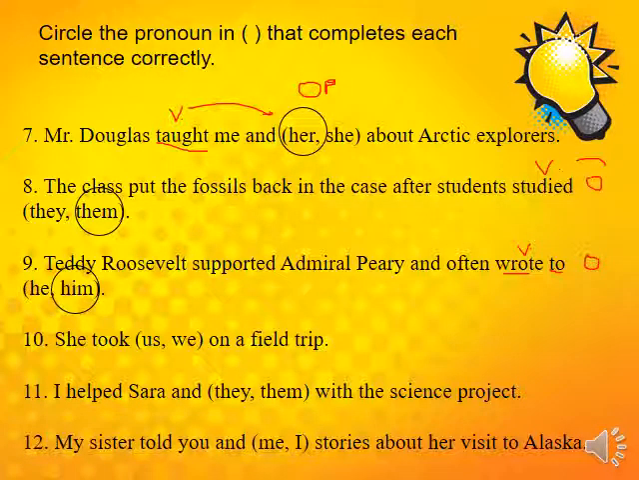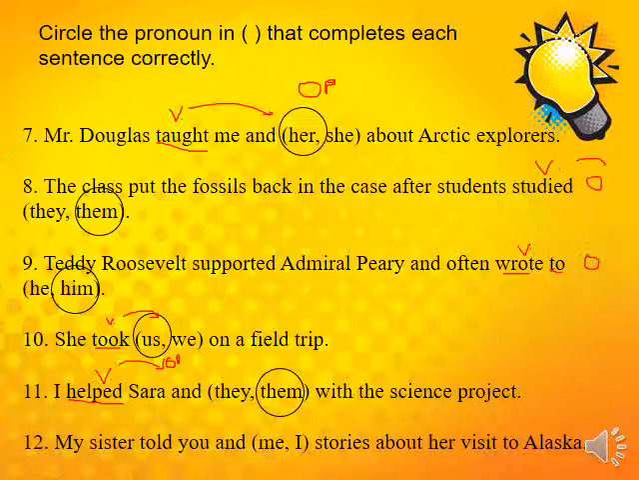Him. She took us or we to a field trip. Where is the verb? Took is the verb. And so we need after the verb an object. Which is the object? Us or we? Us. I helped Sarah and they or them. Where is the verb? Helped. Alright, so after the verb I need an object pronoun. Which is the object pronoun here? They or them?